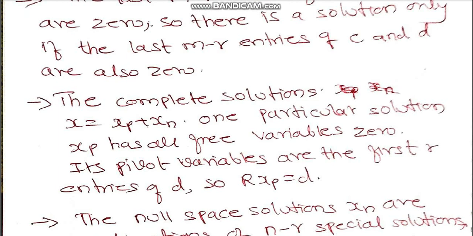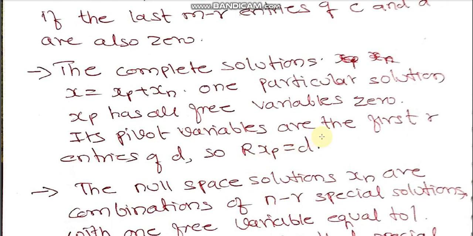So we got the solution. And one particular solution, xp, has the three free variables as 0. Its pivot variables are the first r entries of d, so Rx will be equal to d.